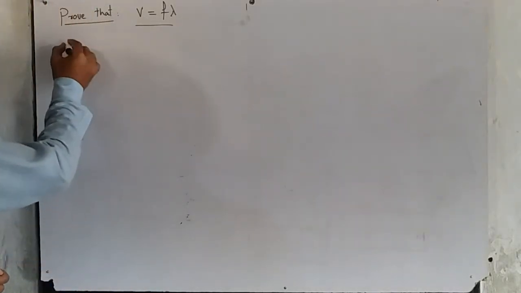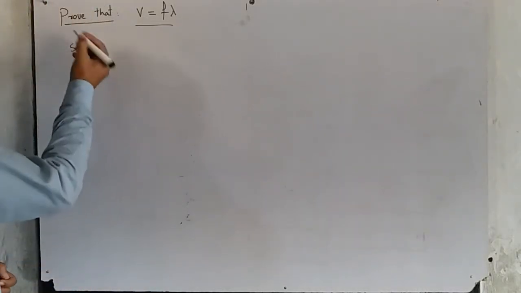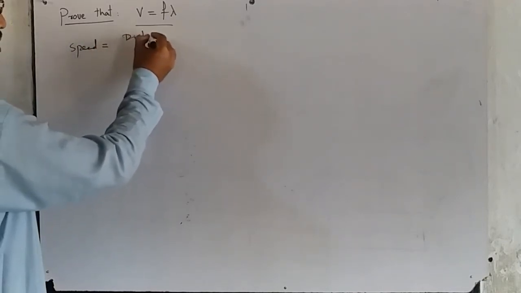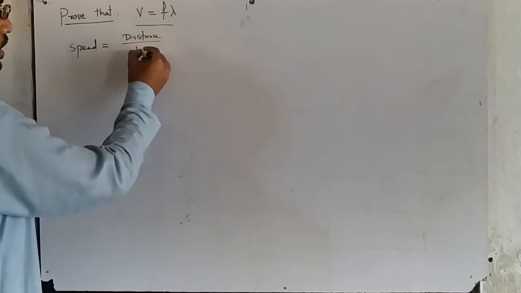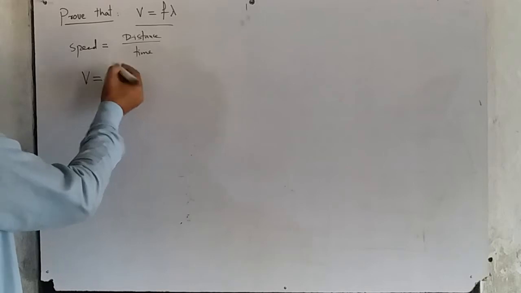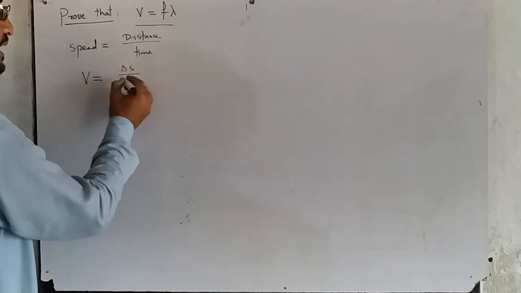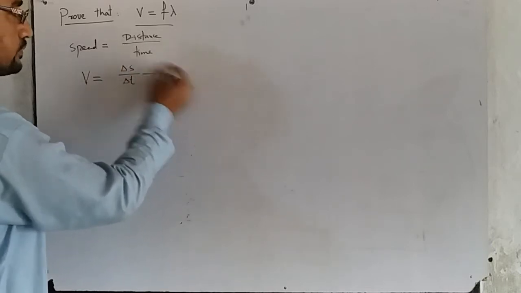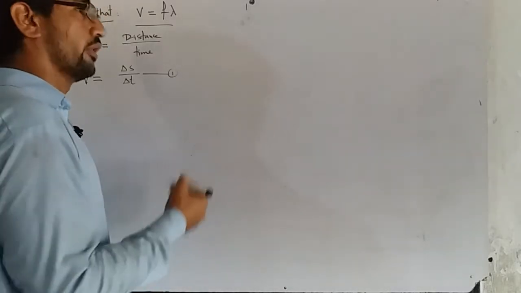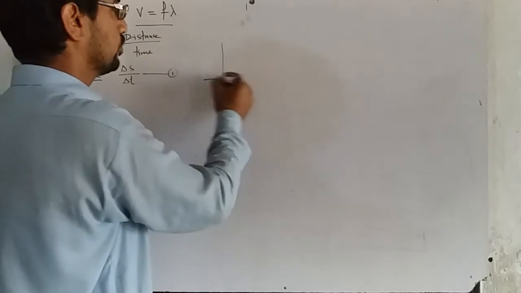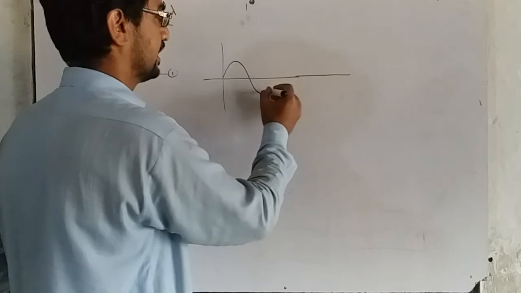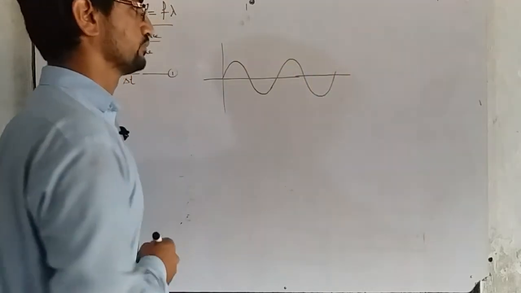Since we know the speed formula, speed is equal to distance divided by time. V represents speed, distance is represented by S or delta S, and time by delta T. Now we take the example of a wave. Let's suppose this is a wave and this wave covers distance S in time interval delta T.